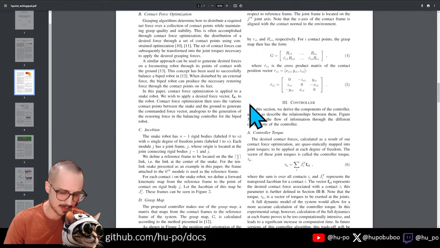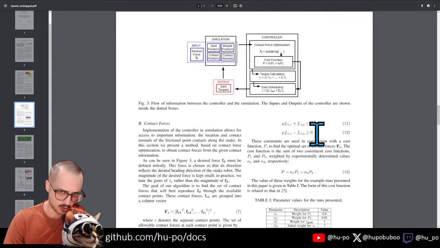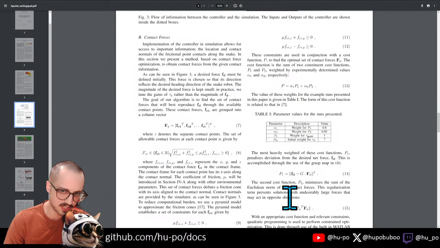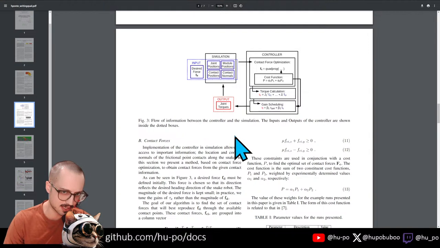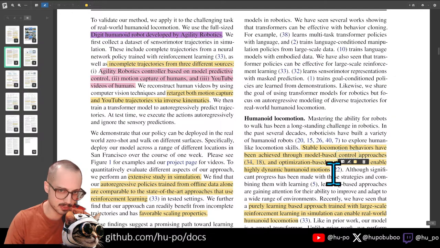So in this paper, right, I had to make all these Jacobians. You have all these different reference frames for a different snake robot. You're basically creating this system of equations, and then you're solving this system of equations with some kind of optimization that is hopefully fast, right? And that's model-based control. And that's how people have been controlling robotics forever, right?